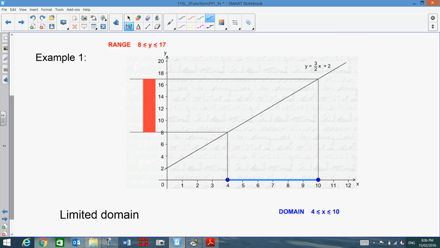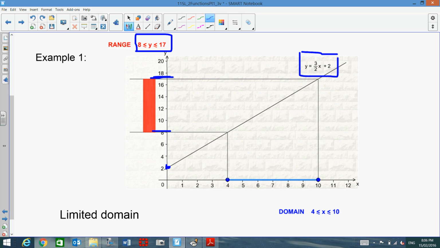If you take a look at this example, the graph is showing the line y equals 3 halves x plus 2. So it is a line with a gradient of 3 halves and a y-intercept at 2 right there. But notice this graph in particular, it could go on forever, but it's actually zoned in just to look at the y values between 8 and about 17 right here. Okay, so that means our y values are restricted. So we've been writing our y values as between 8 and 17 inclusive.